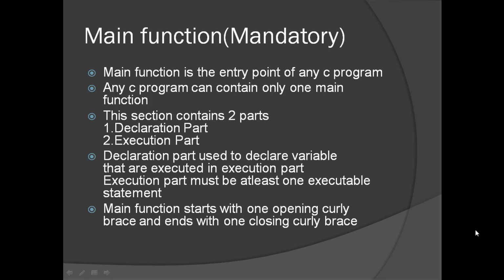In the main function we have two parts. One is the declaration part and the other is the execution part. In the declaration part we declare variables, and in the execution part we have calculation or process related code. The main function starts with one curly brace and ends with one curly brace. A function is a block of code. In the C programming language, a block of code is represented using curly braces. So the main function is mandatory. Your compiler starts from the main function.